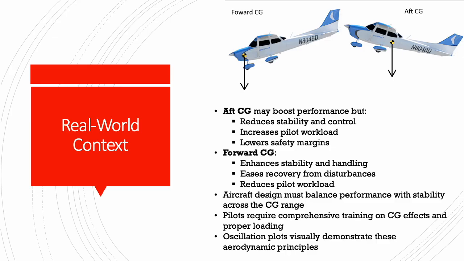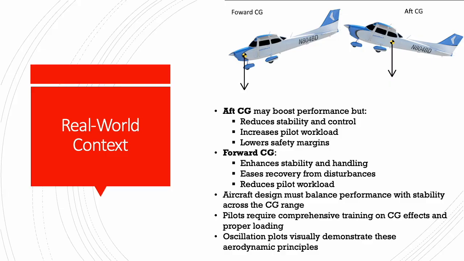The crucial significance of appropriate aeroplane loading and adherence to the certified CG limitations is reaffirmed by our investigation. While there may be some performance advantages to operating with an aft CG under some circumstances, stability and control are severely compromised, pilot workload is increased, and overall safety margins are decreased. On the other hand, a forward CG lessens pilot workload during disturbance recovery, improves handling characteristics, increases stability, and creates a safer operating environment.